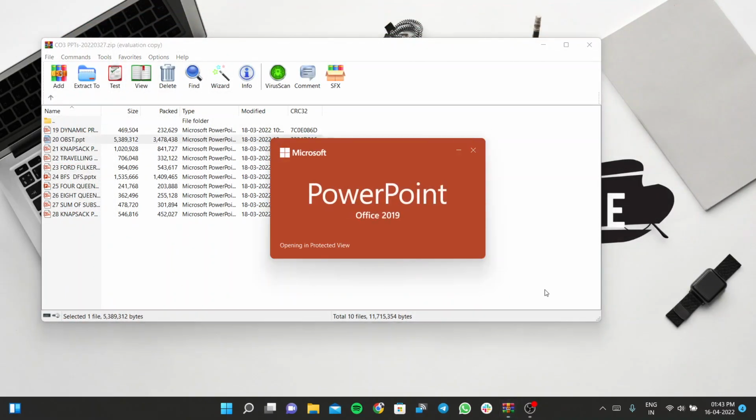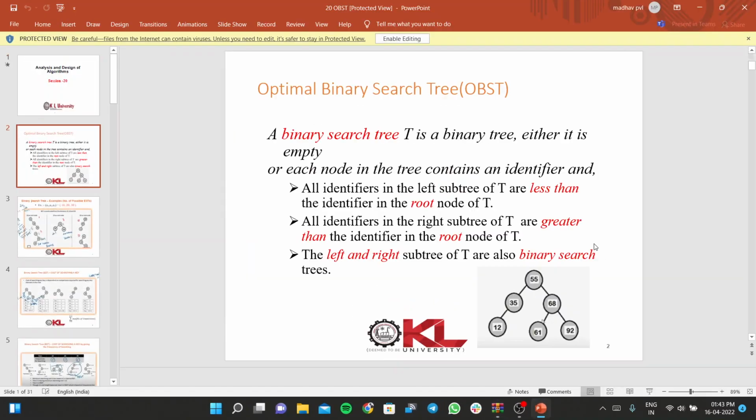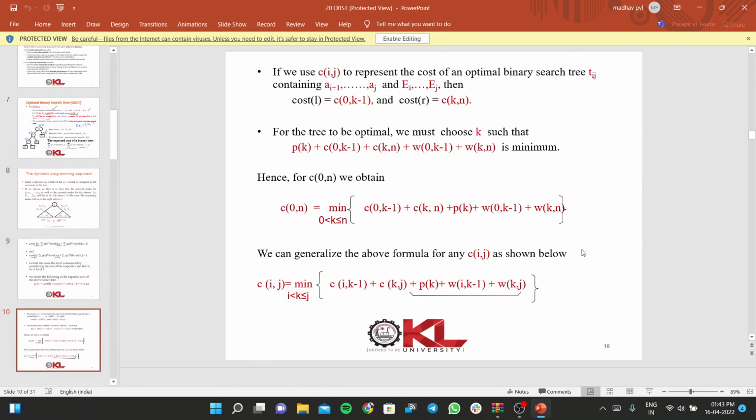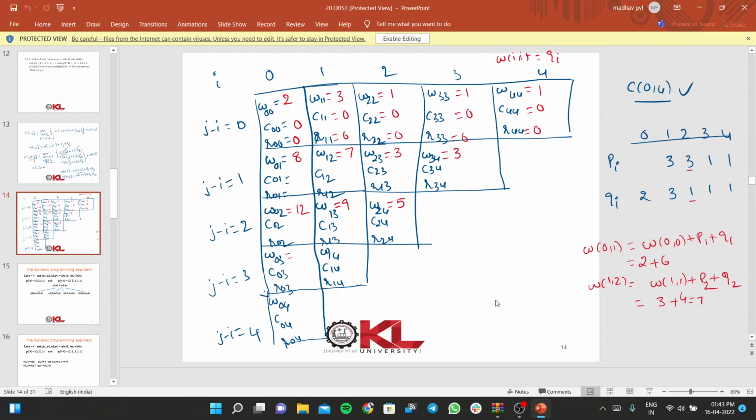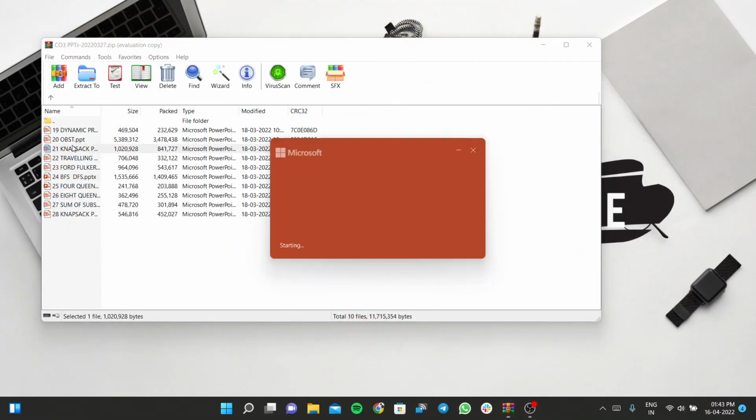And then optimal binary search tree. I am not completely aware of that, so I will try to make another video, or else you can watch videos on YouTube. And then knapsack.